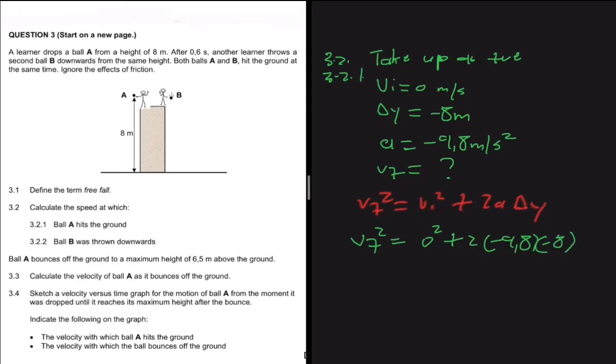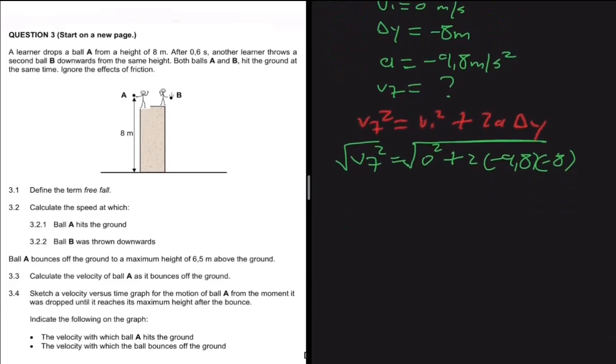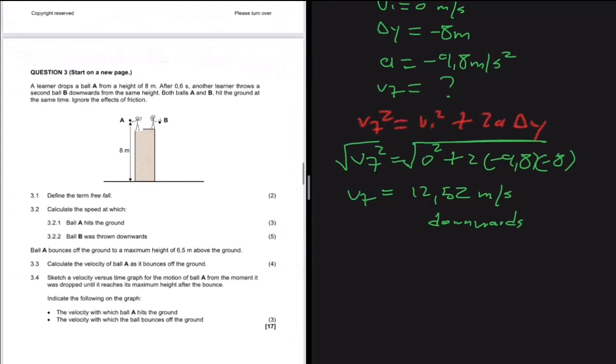So we're going to take square roots on both sides, right? So let's take the square root on the left hand side and the square root on the right hand side. If you compute that, you're going to get VF being equal to 12.52 meters per second downwards, right? We must not forget that we're talking about the velocity at which the ball strikes the ground, right? So that's how we would essentially solve the problem.